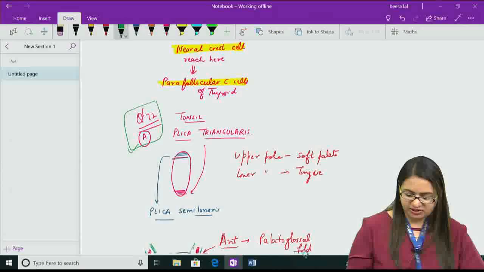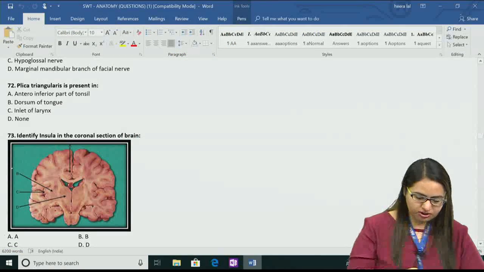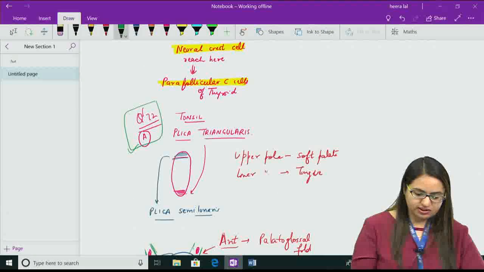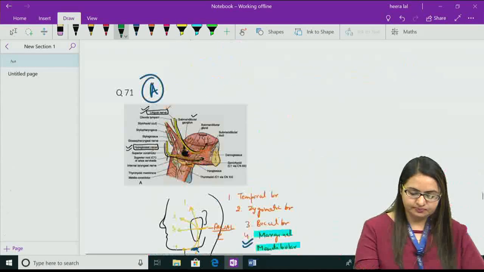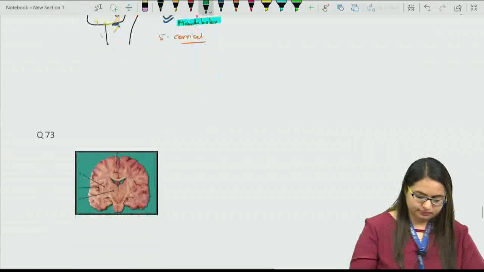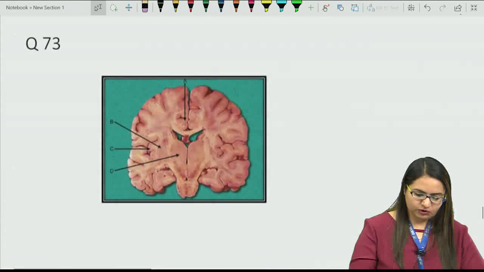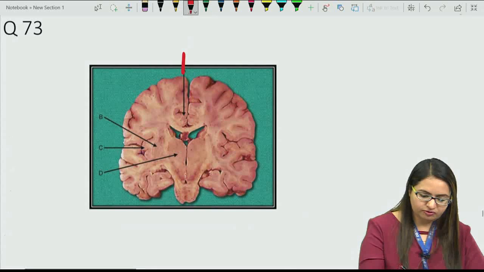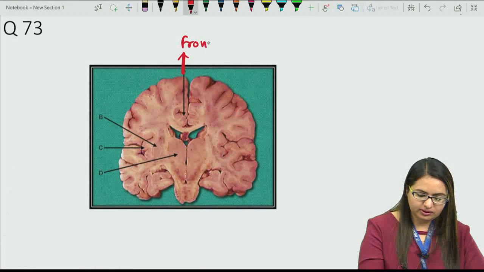Now we come to question number 73. In this we have to identify these structures in the coronal section of the brain. Now we will identify the various structures which are present over here. First of all, we will identify structure A. The A over here is the frontal cortex. The arrow is on the frontal cortex.